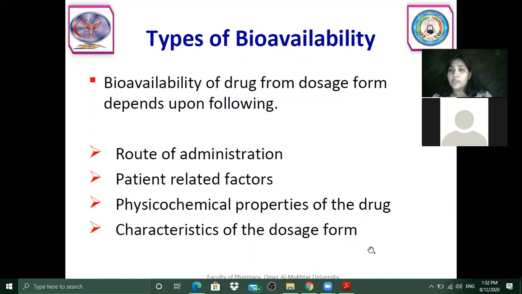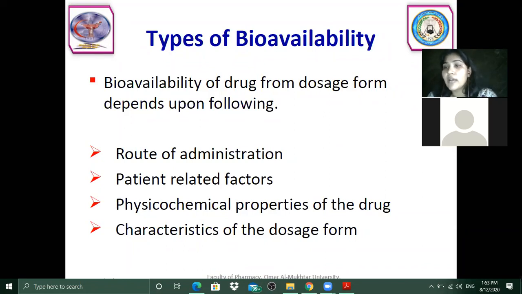Then characteristics of the dosage form. So what kind of dosage form you are selecting, that is also very important, right? So you know that liquid formulations are better compared to solid ones. Liquid and solid dosage forms are the types of oral formulation. So you know that IV is better than oral. फिर उसके बाद nasal, उसके बाद आता है rectal. So why you are selecting one particular type of dosage form is very important.